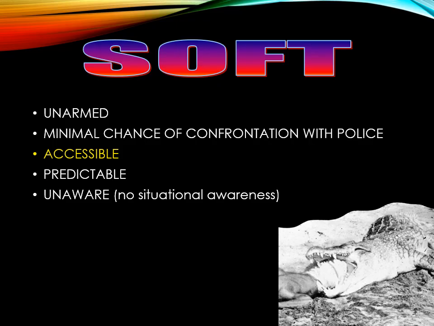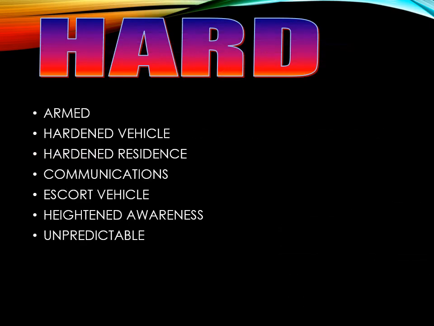So, a hard target. The target is armed with a weapon that is in good working condition and is readily accessible. The target is proficient in the use of the weapon and will not hesitate to use it. They have a hardened vehicle. The target's vehicle is equipped with armor, bullet-resistant glass, alarms, and two-way radio. The person driving the vehicle will use it as a weapon.